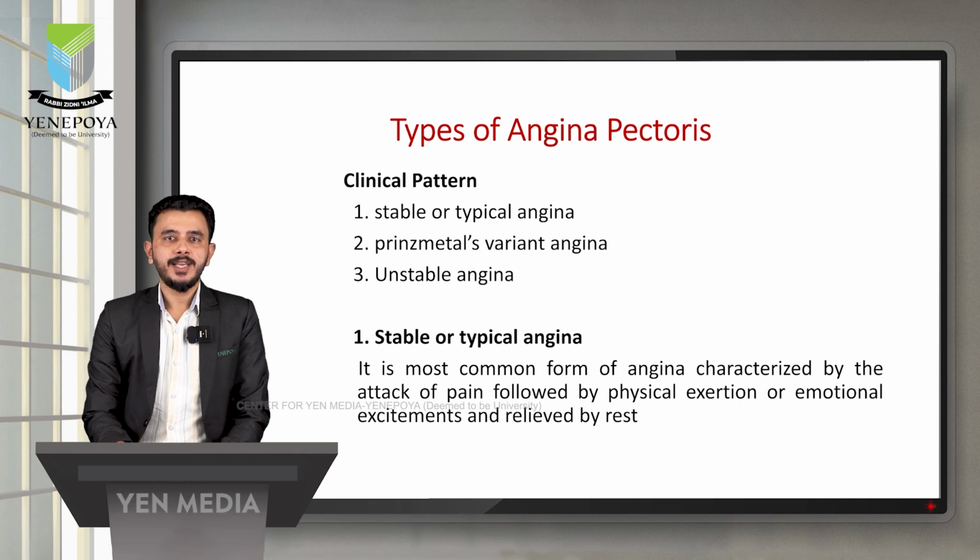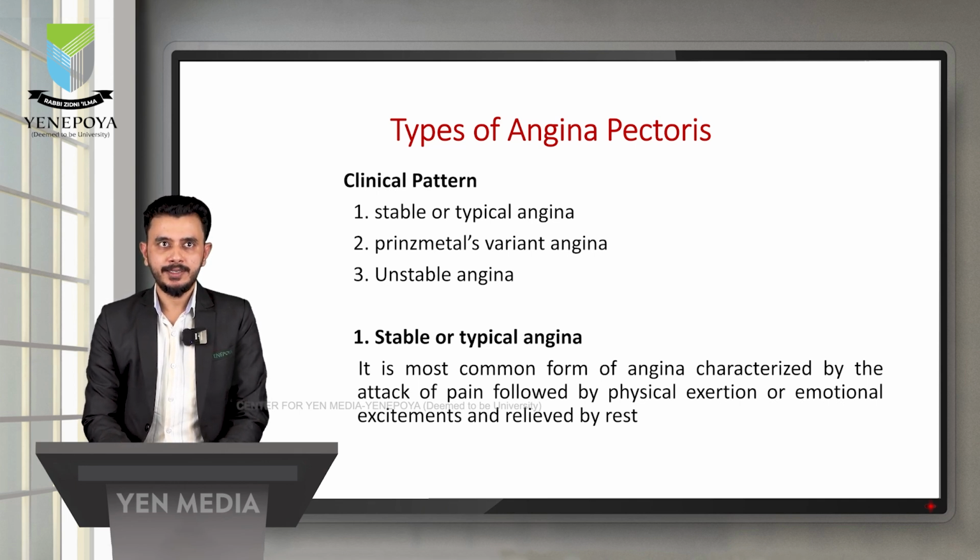Coming to the types of angina pectoris. There are mainly three types of angina pectoris. The first one is stable or typical angina, second is Prinzmetal or variant angina, and the third one is unstable angina. First one, that is stable or typical angina. It is the most common form of angina, characterized by an attack of pain following physical exertion or emotional excitement and relieved by rest.